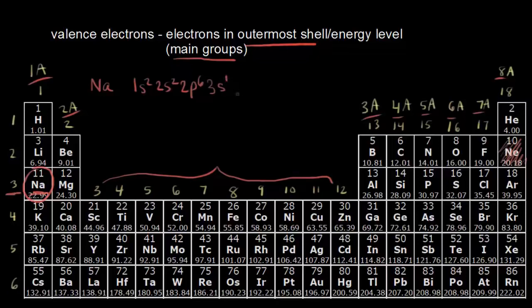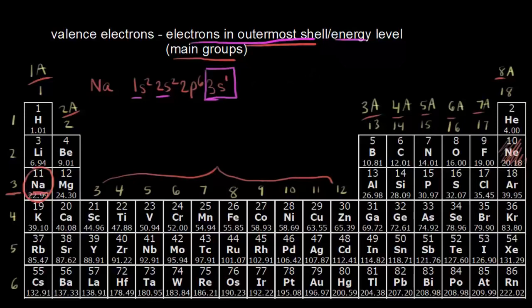When I want to figure out how many valence electrons sodium has, the number of valence electrons would be equal to the number of electrons in the outermost shell, the outermost energy level. Sodium has the first energy level, second energy level, and the third energy level. The outermost energy level would, of course, be the third energy level. If I see how many electrons sodium has in its outermost energy level, it's only 1 this time. So that means that sodium has 1 valence electron.